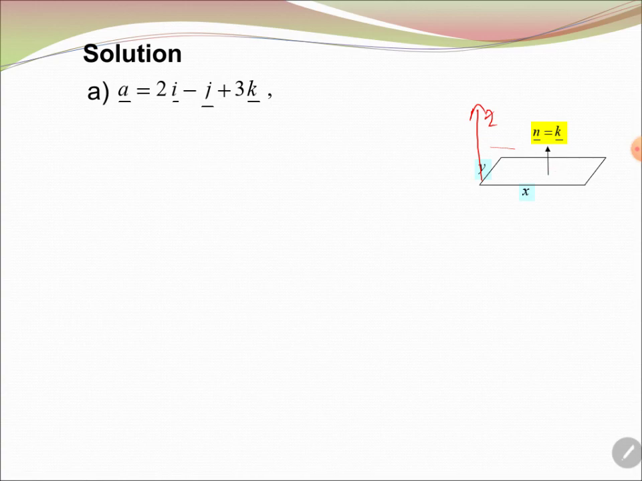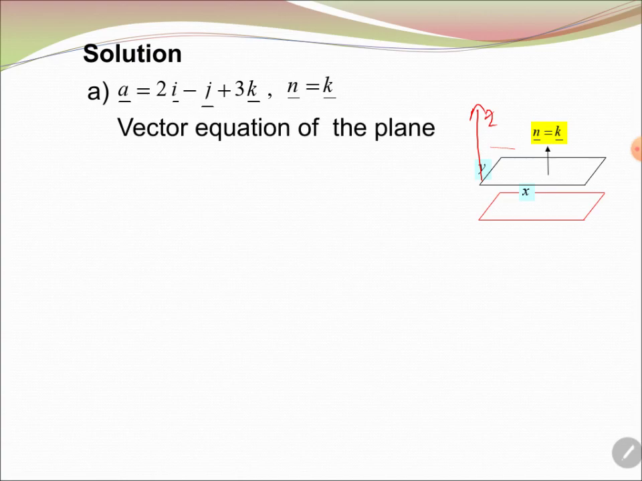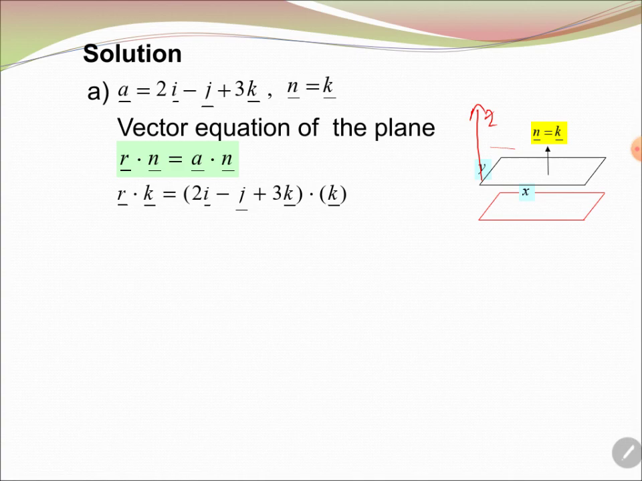So just substitute the normal and a into the formula of the vector equation. We have r dot n equal to a dot n. So r dot k equal to 2i minus j plus 3k dot k. So what do we have on the left side? We have r dot k equal to, on the right side, everything is 0 for i and j except for k, which is 3 multiplied by 1. So r dot k equal to 3.